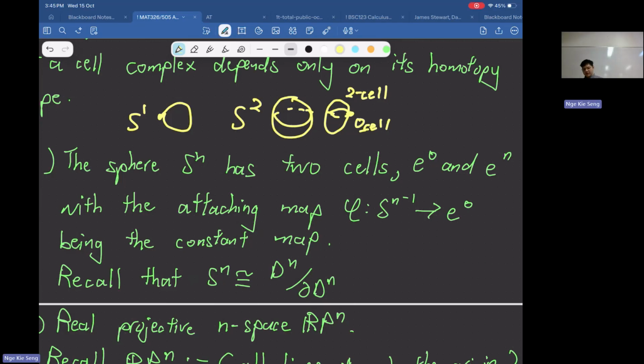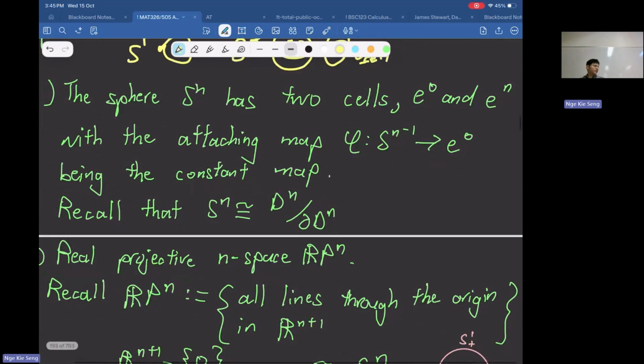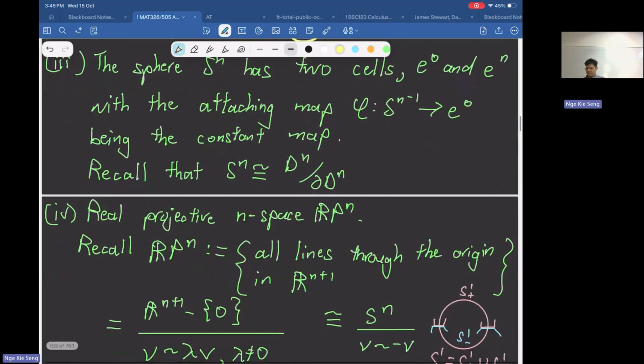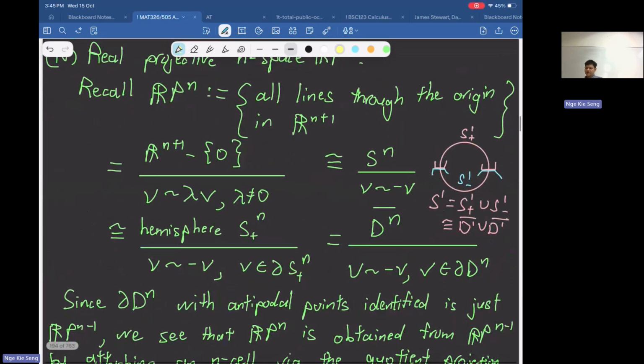Next one is real projective space. Again, we saw this in algebraic geometry before. I think half of it you should be very familiar with. For example, all lines through the origin in R^(n+1) is RPn, where you throw away the origin and then identify points if they are on the same line. And then what's the next obvious one? I think it is this one.